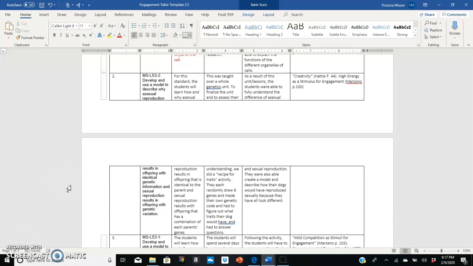This also used high energy as a stimulus for engagement, and the students were super engaged because they got to make their dog their own. Yes, it was randomly drawn. Some of them were like, I got the worst traits in the world, but they were able to also make it their own and see how the genetics really work in this whole situation.